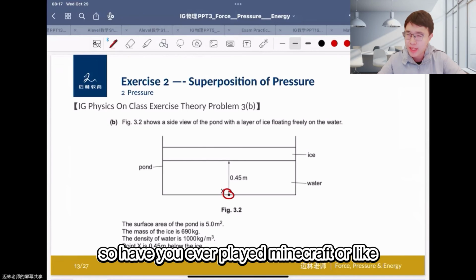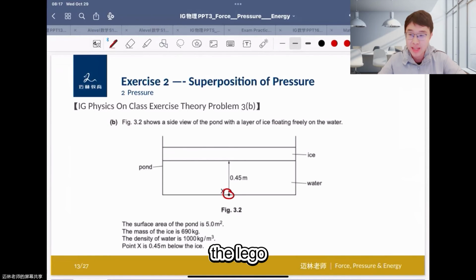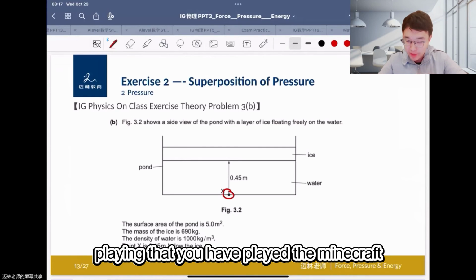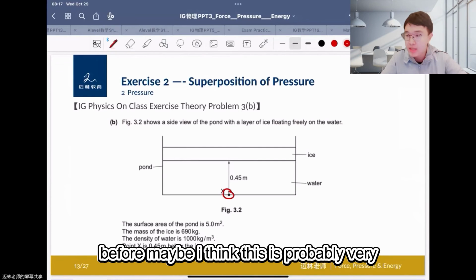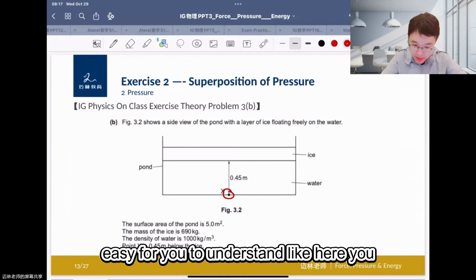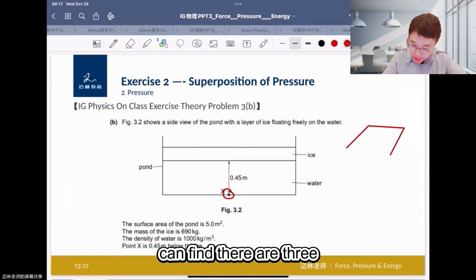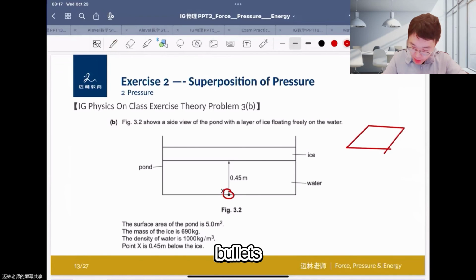Have you ever played Minecraft or Lego, games like these? If you have played Minecraft before, I think this problem is very easy for you to understand. Here you can find there are three blocks.